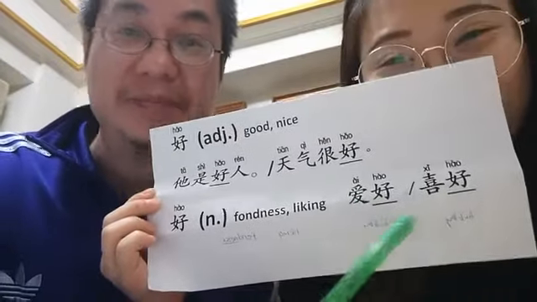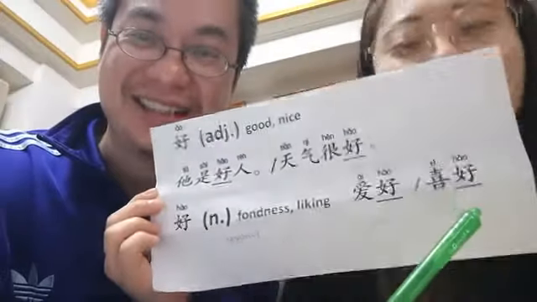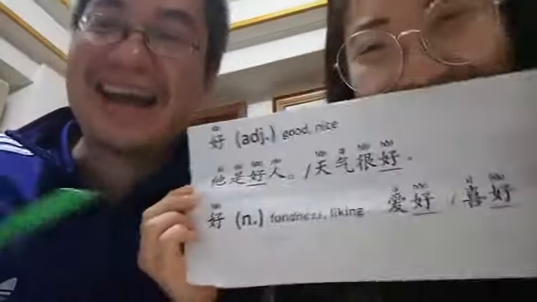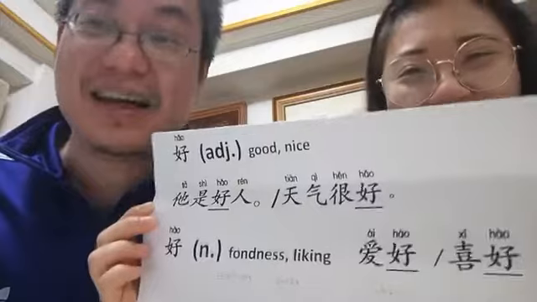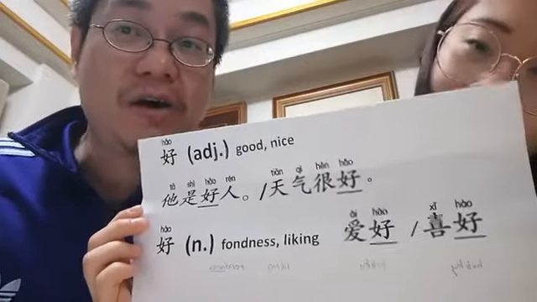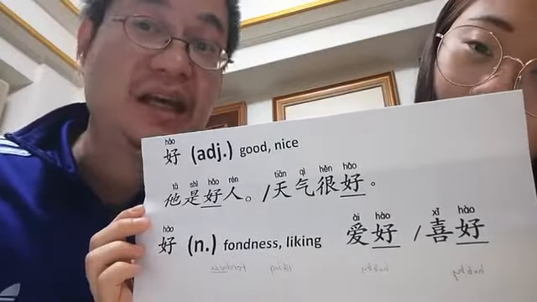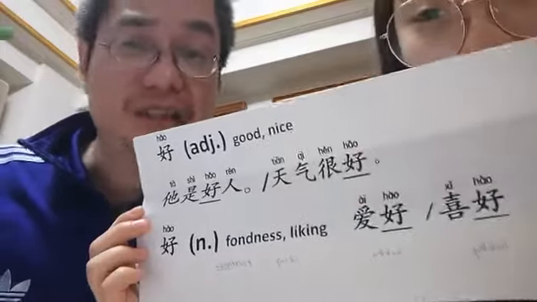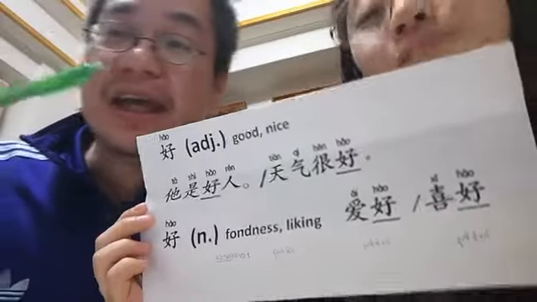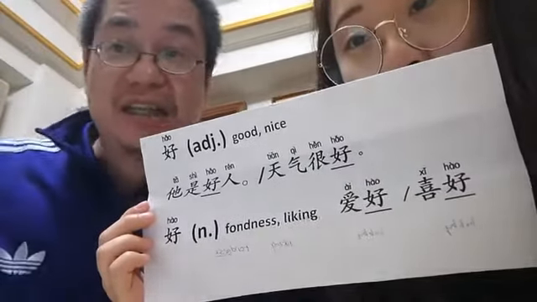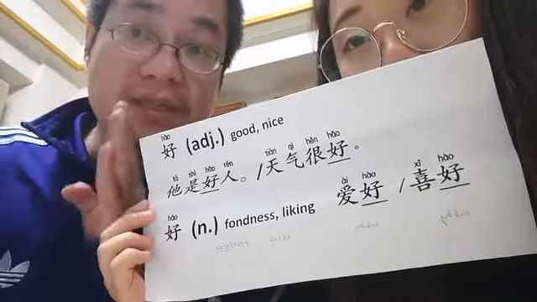Okay, Abby, can you read the Chinese for us? 爱好. Good. 喜好. 爱好, 喜好. They both mean hobby. Right, hobby. Okay, the pronunciation is different. And right now let's introduce another set of 多音字.